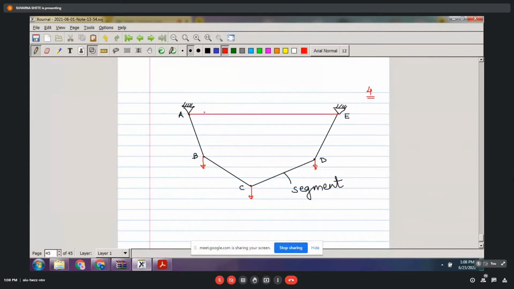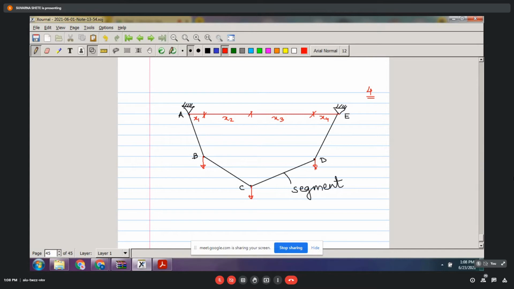This is point B, I am transferring over here. This is point C. This is point D. These distances I will consider as x1, x2, x3 and x4 suppose.